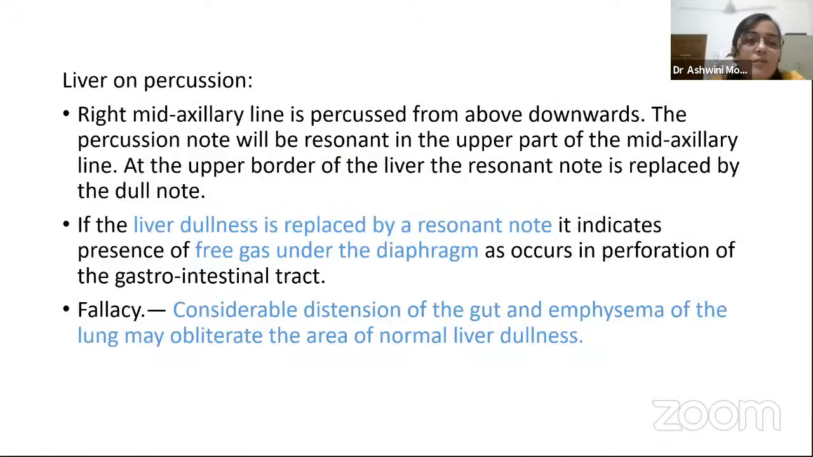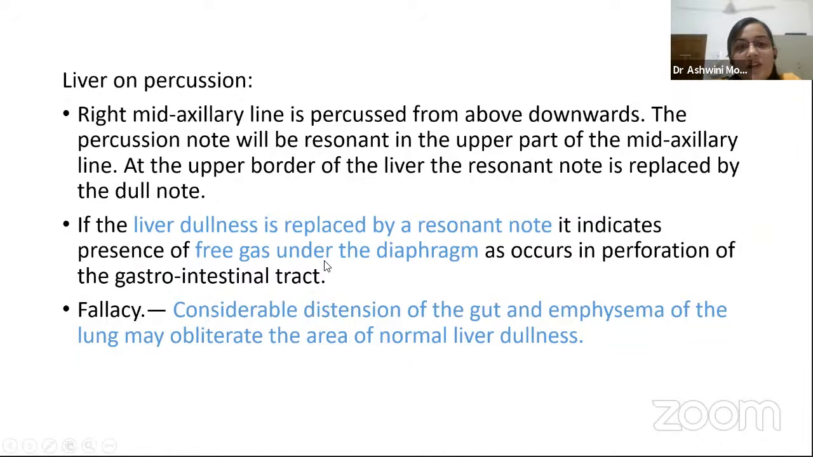So on percussion, after the finding for the ascites, we can go on to the liver percussion. As I said before, we have to check for the liver dullness. I'm not repeating that: percussion is done at the mid axillary line, going from the fourth intercostal space downwards, and we mark the site where the resonant note changes to a dull note, and that is the site of the liver dullness.